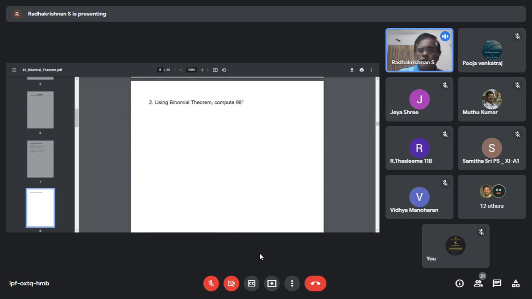Okay, a similar problem using binomial theorem: compute 98 cube. I request you all to do it and tell me what you get.